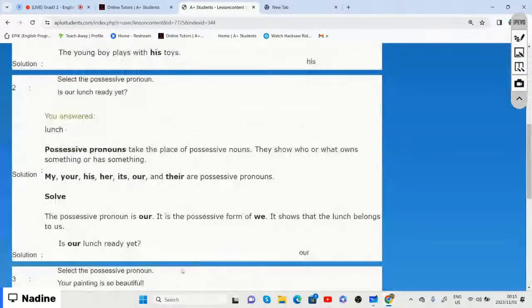Is our lunch ready yet? So we remember we said that we are doing possessive pronouns. And a possessive pronoun takes the place of a possessive noun.